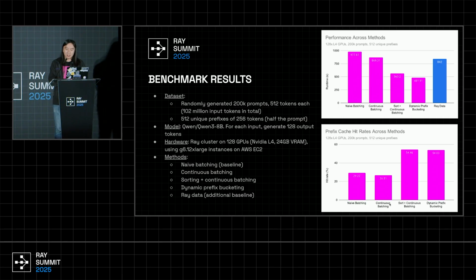With naive and continuous batching, we see low cache hit rates. But with both sorting and dynamic prefix bucketing, we have very high cache hit rates. The results for Ray Data are pretty comparable to the results for continuous batching, 869 versus 842 seconds in total. That validates our approach, because if you look into Ray Data's implementation, they also do a form of continuous batching. And so we're able to determine that, at least with our continuous batching approach, we're pretty much close to optimal performance.